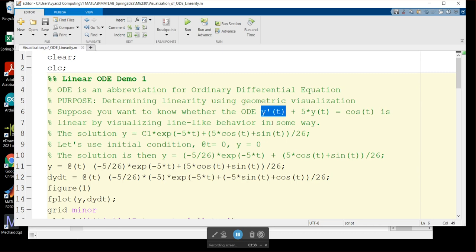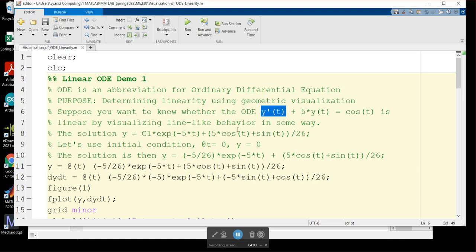So if I plot y of t versus y prime of t, I should get a line, the equation of a line. And because this is like x plus y equals something, or y plus 5x equals something, it should be a line with a negative slope. So not only should it be a line, it should be a line of negative slope. So we're going to verify that as well.